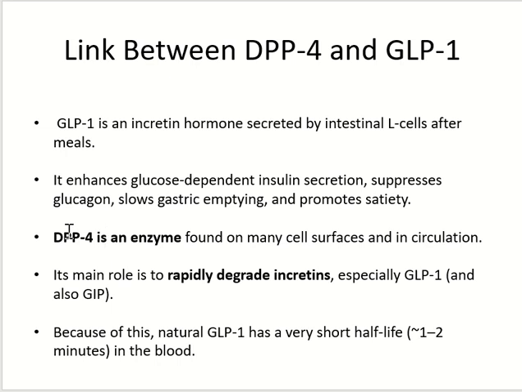Now, we have an enzyme which will break this GLP-1. So, DPP4 is an enzyme found on many cell surfaces and in circulation, and its main role is to degrade incretins, especially GLP-1. So, very simple here. GLP-1 is an incretin. DPP4 is an enzyme which breaks down GLP-1.